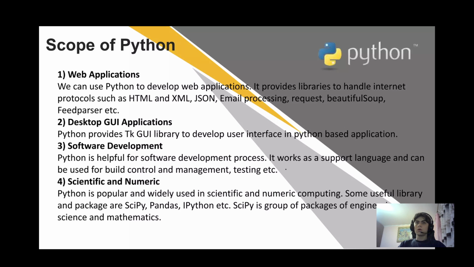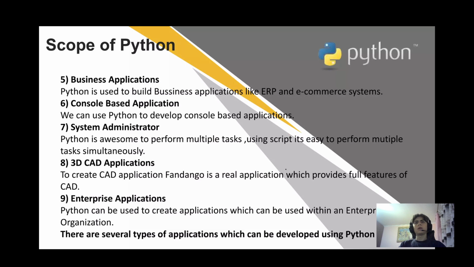Also, software development. Python is helpful for the software development process. It works as a support language. It can be used for build control and management, testing, etc. Scientific and numeric computing. Python is popular and widely used in scientific and numeric computing. Some useful libraries and packages are SciPy, Pandas, IPython. SciPy is a group of packages for engineering, science, and mathematics.